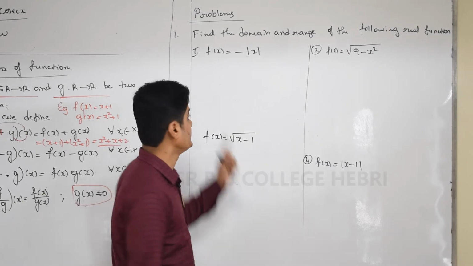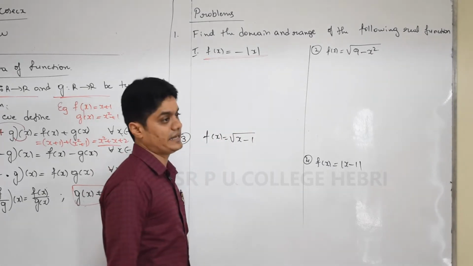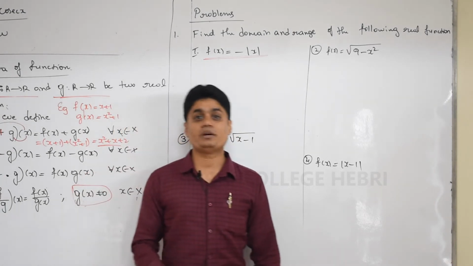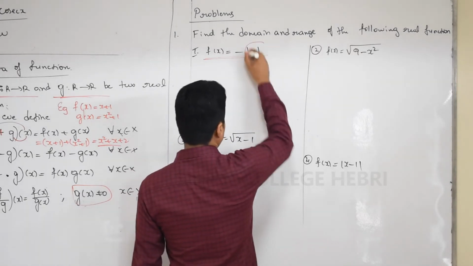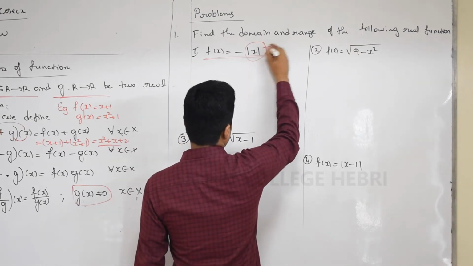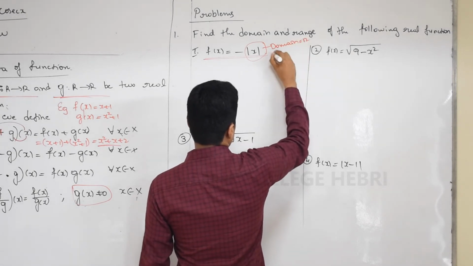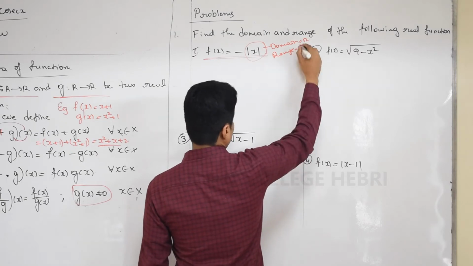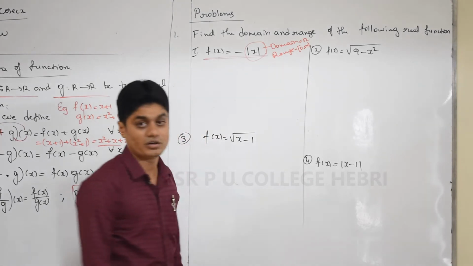Okay, so now you have very simple 4 problems, and all these are problems from the NCERT textbook only, so you must learn it. So first question, f of x is equal to mod of minus x, and we have to find out its domain and range. See, you already know the domain and range of what? Mod x. Do you remember? What is the domain and range of mod x? The domain is R, right? The range of mod x is from 0 to infinity. This is the domain and range of mod x.